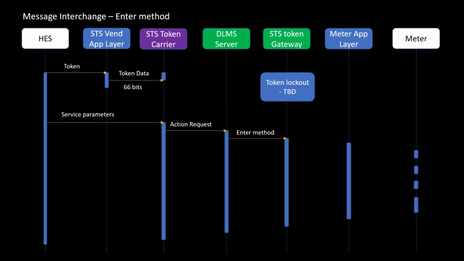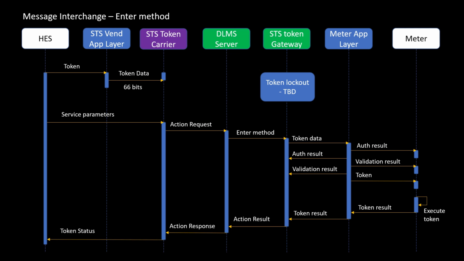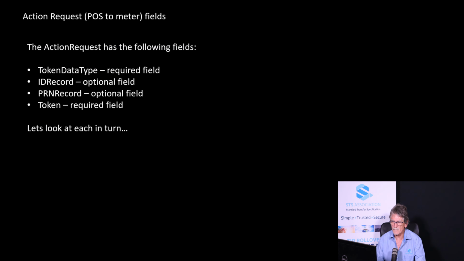The STS gateway then used an enter method to get its data and send it through to the meter application layer. The meter application layer would verify the token and send it through to the meter. The meter would generate a token result, and that token result would then be sent through to an action response, and finally a token status back to the head-end system.